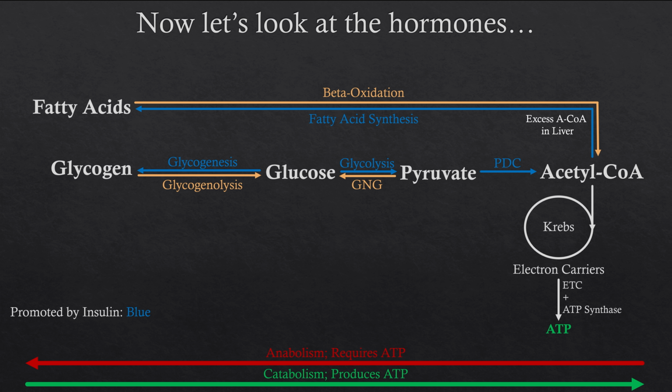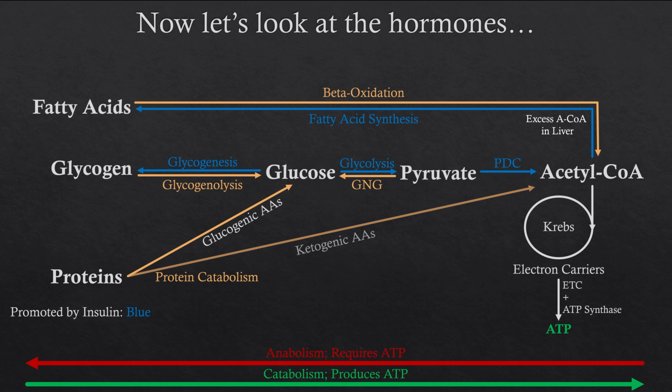And then if we run out of fatty acids, we can take proteins and run them through protein catabolism, where glucogenic amino acids are broken down into glucose or something in glycolysis, and ketogenic amino acids are broken down and turned into acetyl-CoA so that they can be sent through the Krebs cycle, all with the goal of producing ATP, which our brain needs to operate.